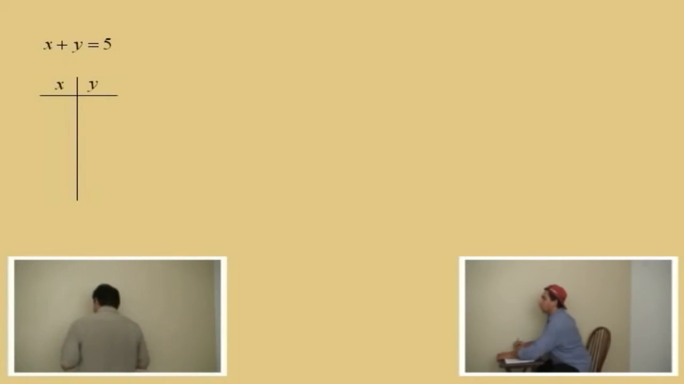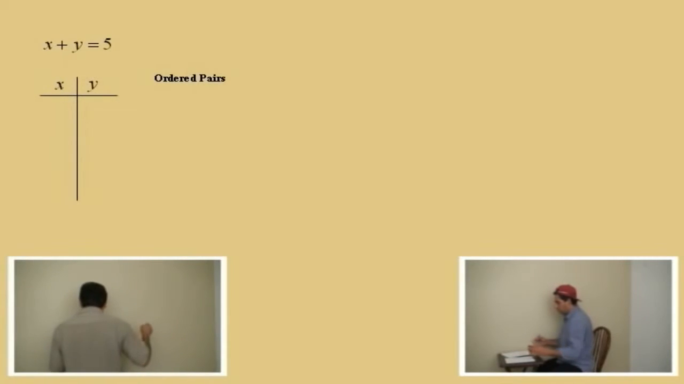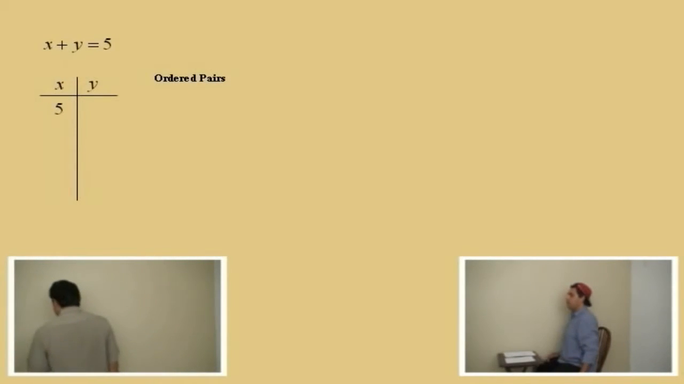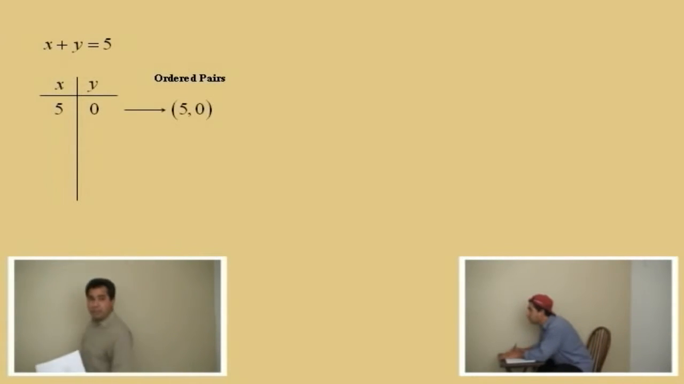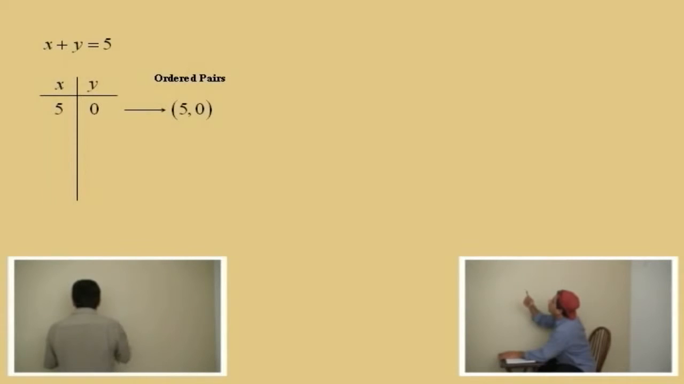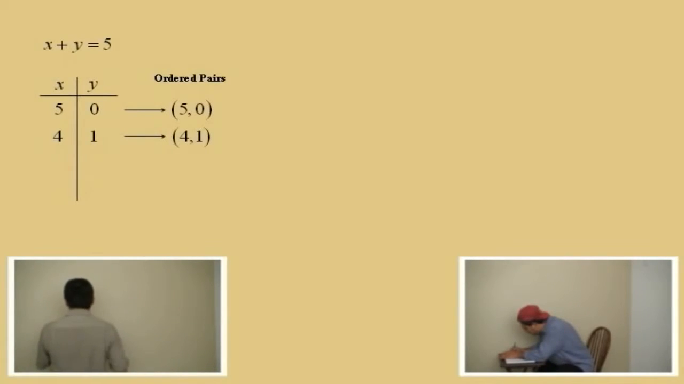So, Charlie, let me start you off here. Suppose x equals 5. We'll go ahead and put that up there. What does y have to equal, Charlie? 0. 0, very good. And that right there will give us our first ordered pair, 5, 0. Remember, that means x equals 5, y equals 0. Okay, Charlie, give me two more numbers that sum to 5. What would you say? 4 and 1. Okay, 4 and 1. X equals 4 and y equals 1. And that will give us our ordered pair, 4, 1.